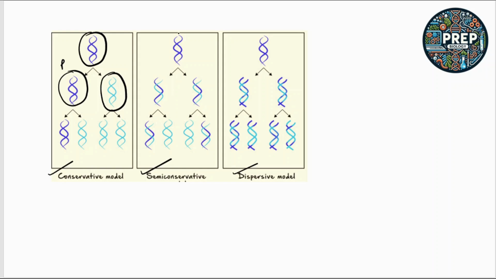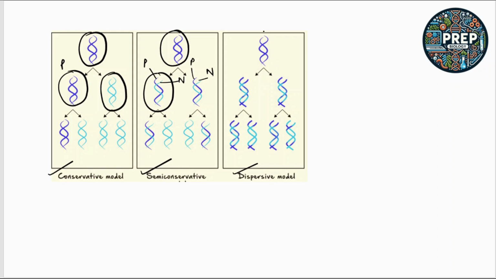The semi-conservative model states that the parental strand replicates into two strands, but in the first generation one strand is of parental type and one strand is newly formed. In the second generation as well, one DNA strand is of parental type and one strand is newly formed. So this shows the semi-conservative nature.